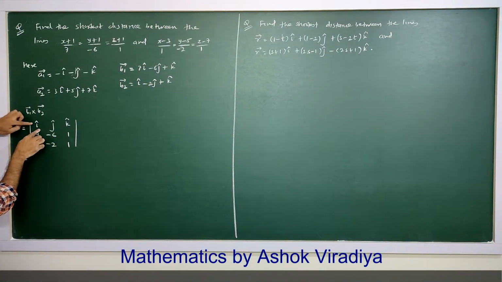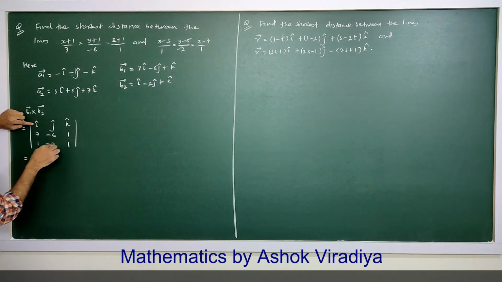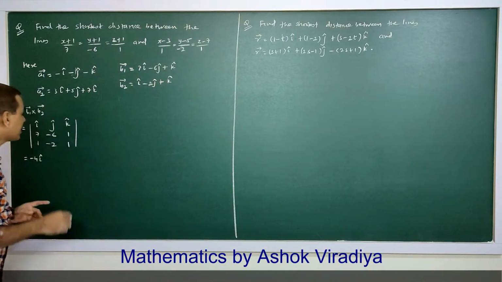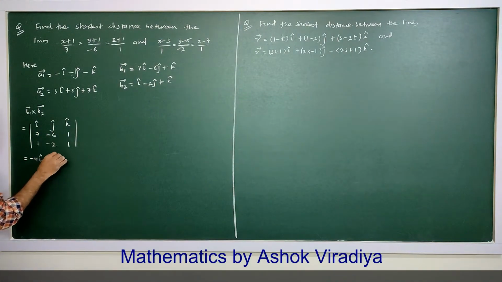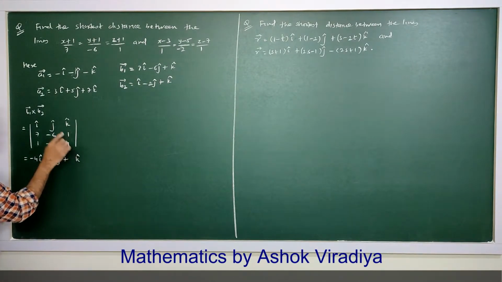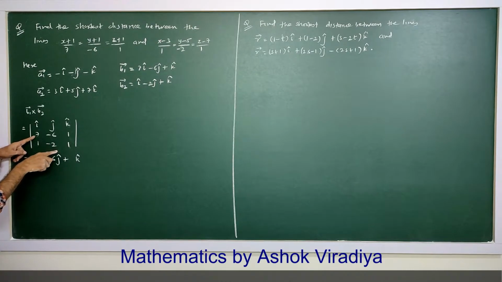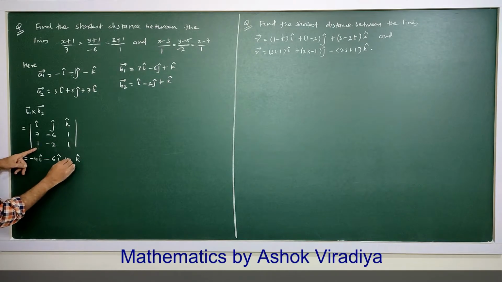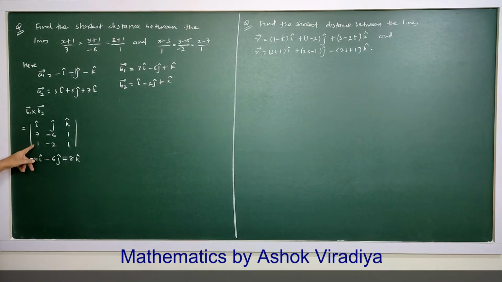That is i into minus 6 plus 2, that is minus 4i, minus j into 7 minus 1, 6, plus k into minus 14 plus 6, that is minus 8. So this is vector B1 cross B2.